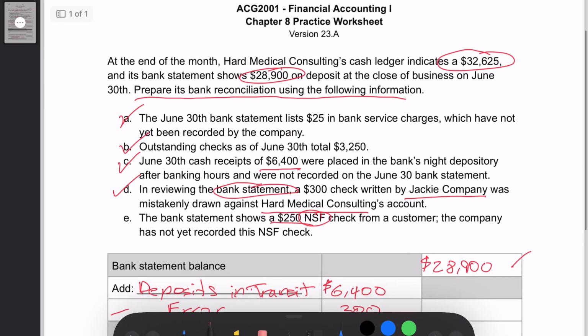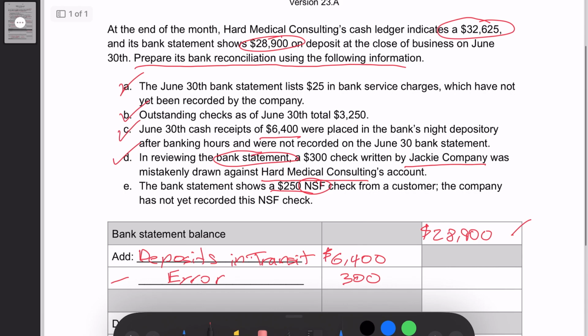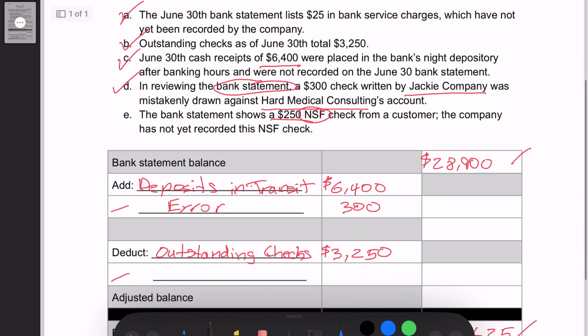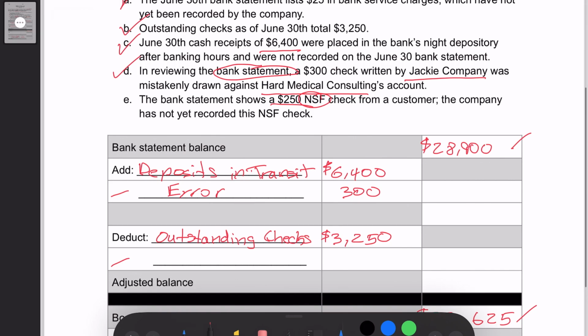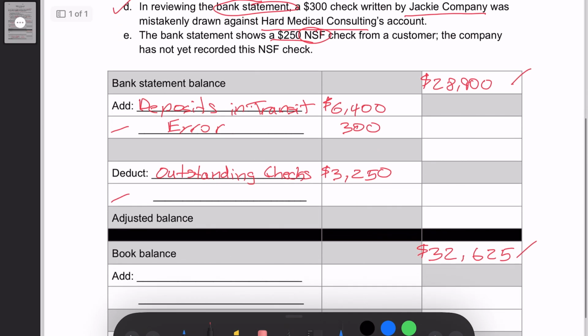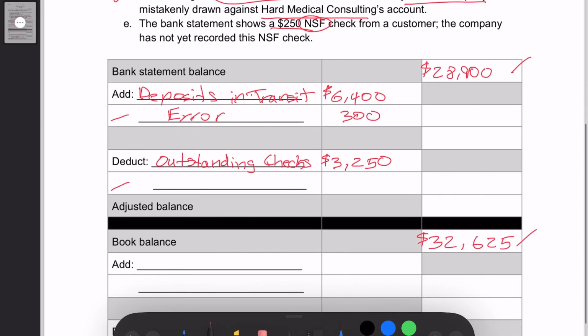So now that we've completed and categorized A through E and we have our beginning balances, we can now start calculating and doing math to come up with our bank rec to see if we've completed everything. So we'll go ahead and add up our additions. We'll take our deposit in transit plus the error, 6,400 plus 300, we get $6,700 in total additions that we will add to the bank statement initial balance.